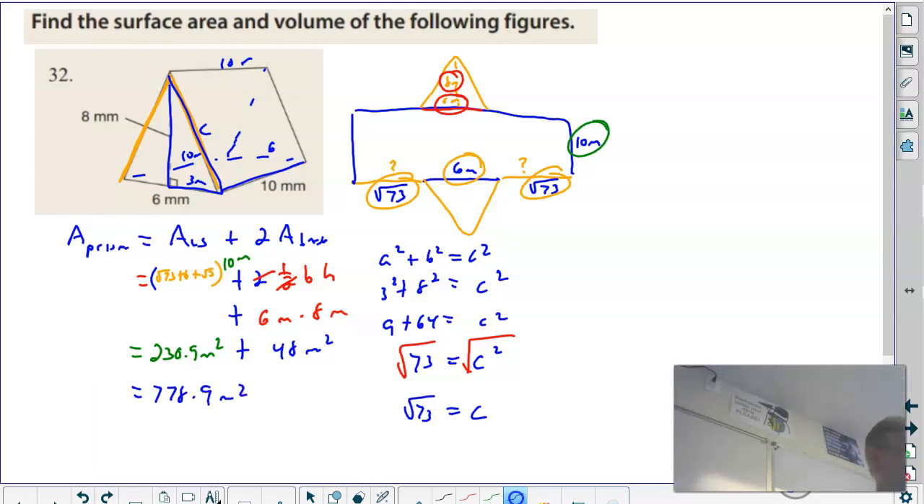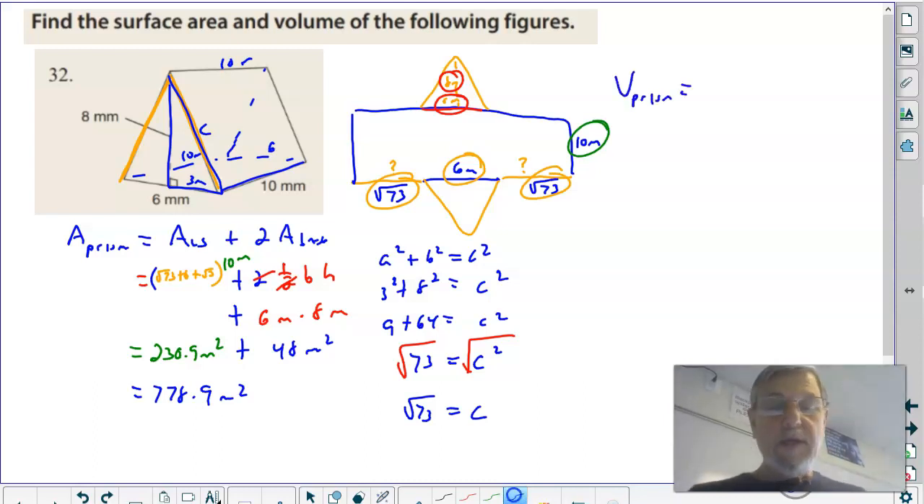That again was tricky, all right, 278.9 meters squared. Hey, I understand that. Remember, don't freak out about the surface area. I do want you to have a general idea how to do them, but it's really the volumes that I'm after. All right, volume of a prism, again, 2 bases, so area of the base times the height.